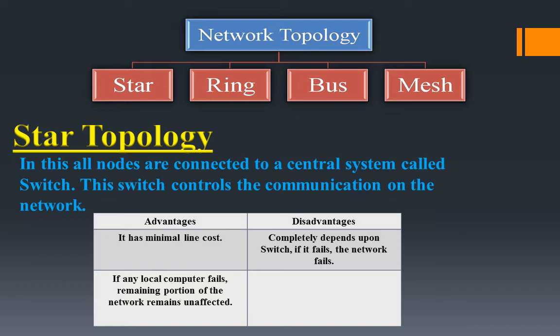First, star topology. In this, all the nodes are connected to a central system called switch. The switch controls the communication on the network. But मतलब ओवरऑल कम्युनिकेशन कौन सेट करता है? स्विच. यदि स्विच खराब हो गया तो पूरा नेटवर्क फेल हो जाएगा. ये इसकी डिसएडवांटेज है. और एडवांटेज ये है कि ये एकदम कॉस्ट कम होती है इसकी. और अगर कोई भी लोकल कंप्यूटर फेल हो जाए तो नेटवर्क पे कोई भी इफेक्ट नहीं पड़ता है.